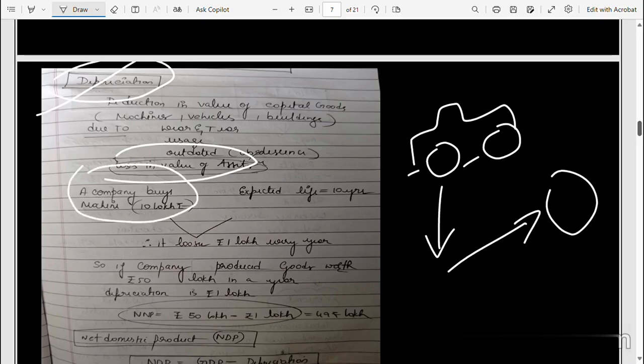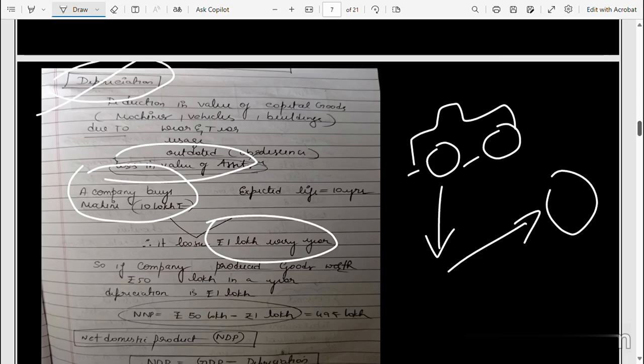For example, imagine a company buys a machine at 10 lakh rupees. The life expectancy of that machine is 10 years. So every year he loses 1 lakh rupees, right? So there is a depreciation. If a company produces goods worth 50 lakh rupees in a year, depreciation will be 1 lakh per year. Every year the amount will keep on decreasing because he is using the machine, so its value keeps on decreasing.